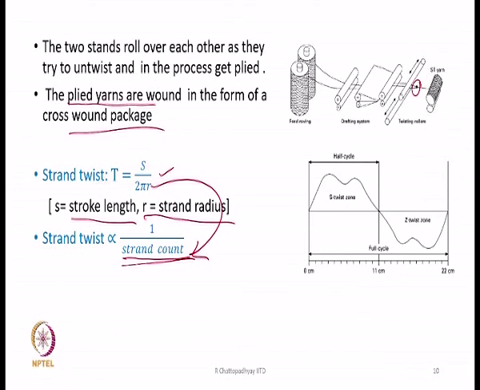For a given stroke length, the only variable is the r, and r is proportional to the linear density of the drafted roving. If this is the roving, then after drafting, what is the linear density of this roving, or for a fixed draft, it will be directly dependent on the roving count.